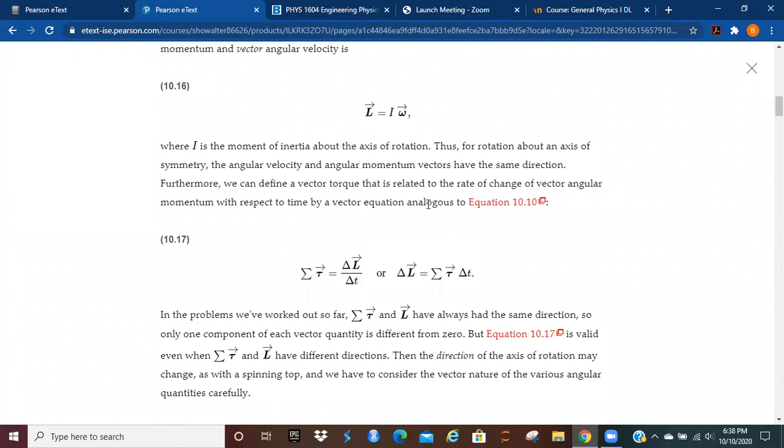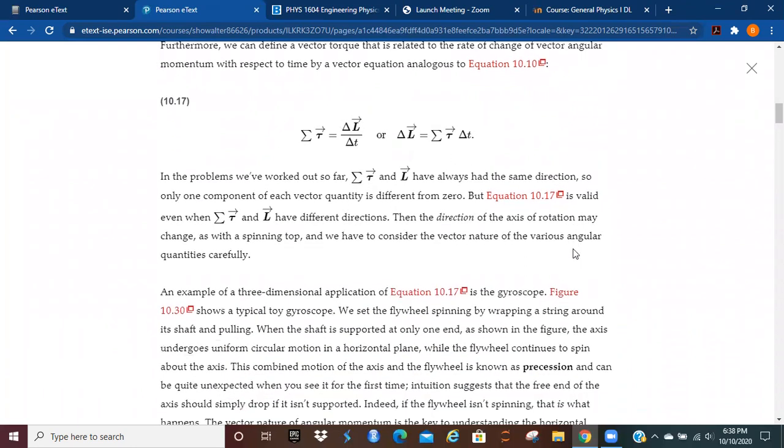So we can define a vector torque that is related to the rate of change of vector angular momentum with respect to time by a vector equation analogous to equation 10.10. So basically, we're going to take what we've seen there and slap vectors on it, and we're going to take this delta t and multiply it by both sides to change this around.